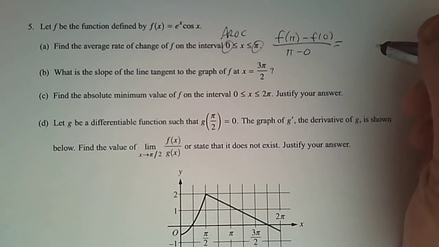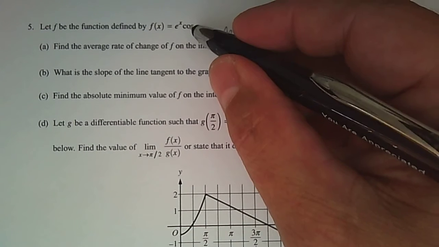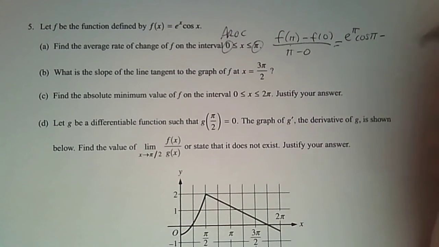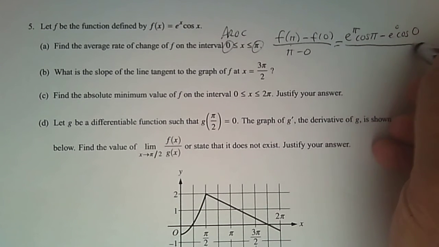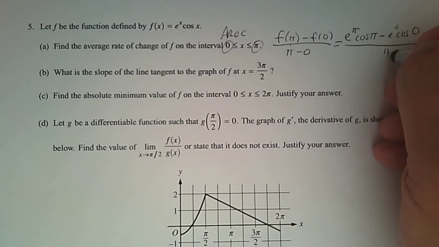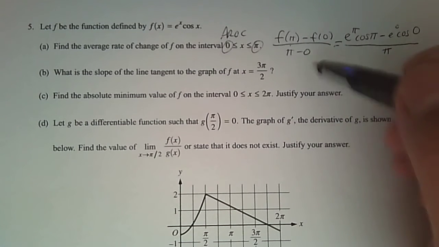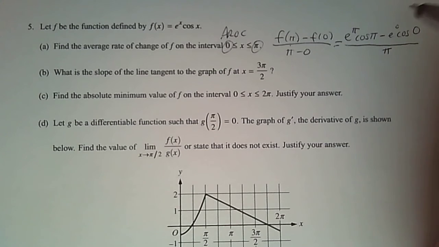So if I just do some substituting in, first of all, substitute pi in for x, that's e to the pi cosine pi, no need to simplify. Subtract, plug in 0, that's e to the 0 times cosine 0. And then divide all of that by just pi. Now, you could simplify it, but for this, you should just be done, take a picture, and so on. Now, if there's a need to simplify it with a question later on that connects back to it, then of course you can do that.